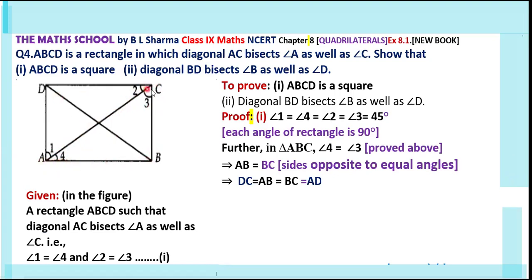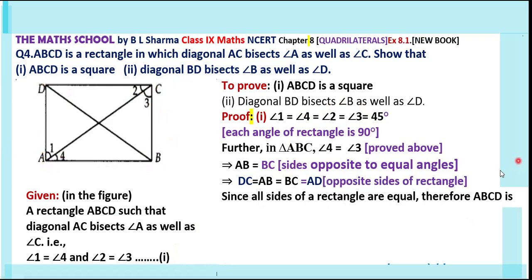AB equals DC, because opposite sides of a rectangle are equal. But now we have proved AB is equal to BC, and BC is equal to AD. So we can say all sides are equal. When all sides are equal, it is a rhombus. And if all sides are equal and all angles are equal, meaning each angle is 90 degrees, it is a square. Each angle is 90 degrees, as already given, because this is a rectangle. So in a rectangle, if all sides are equal, then it is a square.